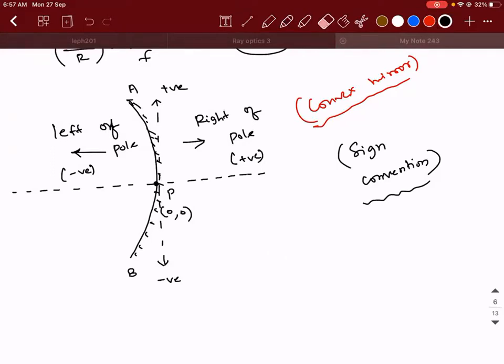So this is the basic sign convention. I hope you guys already know. You take the pole as the origin and take the principal axis as the x-axis and draw a tangent to the mirror at the pole, then that will become the y-axis. With respect to all the distances, if the distances are taken on the left-hand side, they're negative; right-hand side, positive; upward direction positive; downward direction negative. So this is the basic sign convention. I hope it is clear till this step, right?